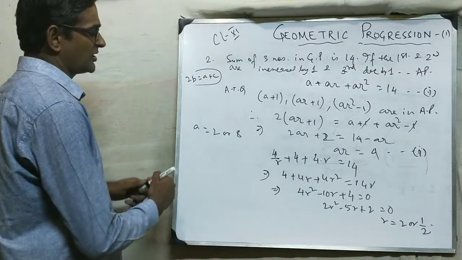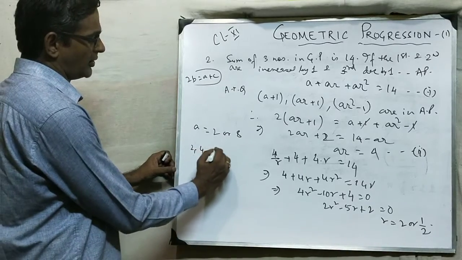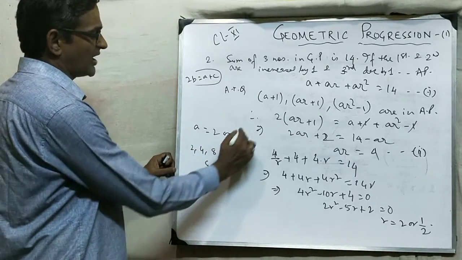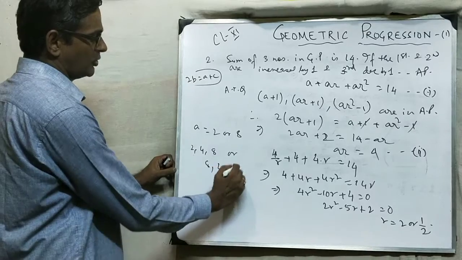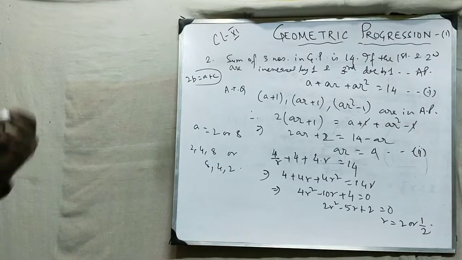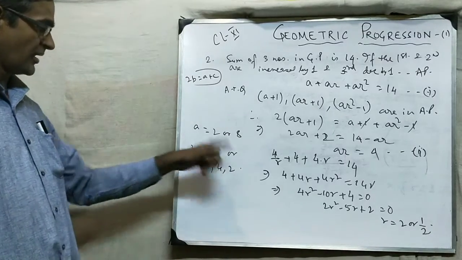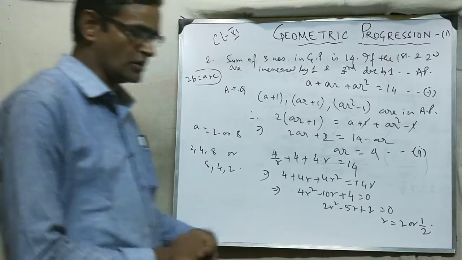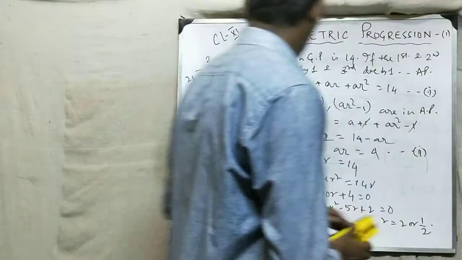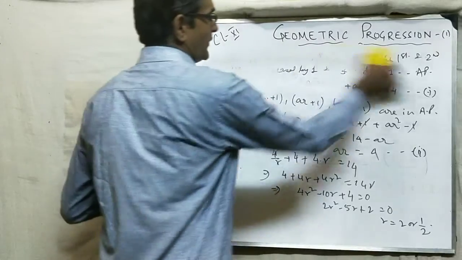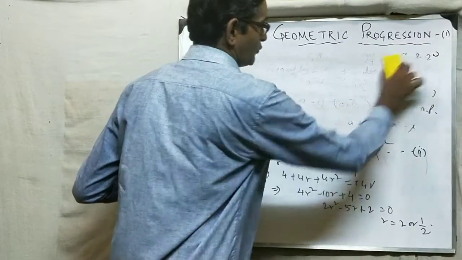Okay? So therefore the numbers are 2, 4, 8, or if you start from 8, it will be 8, 4, 2. So what are the three terms of GP? 2, 4, 8 or 8, 4, 2. So these are the three terms of GP. If you have not written, please pause the video and write it down quickly.